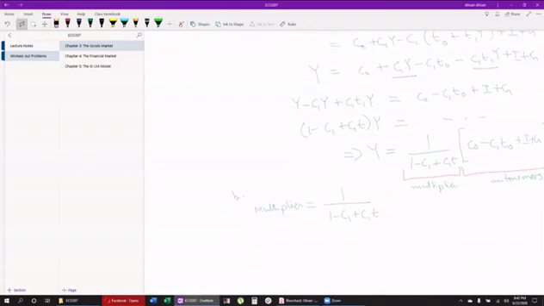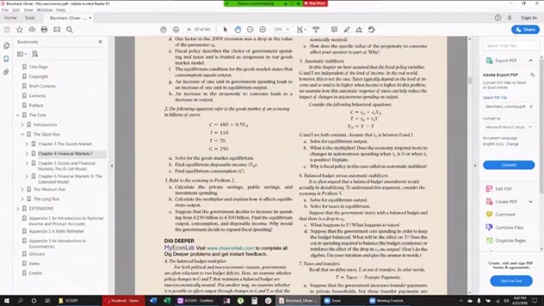Okay. The next question is that, okay, notice this. If we assume that T is equal to 0, then we go back to our old multiplier, 1 by 1 minus C1 and nothing else. So this is the old multiplier that we had. So the question is that if T is 0, what happens to the multiplier?